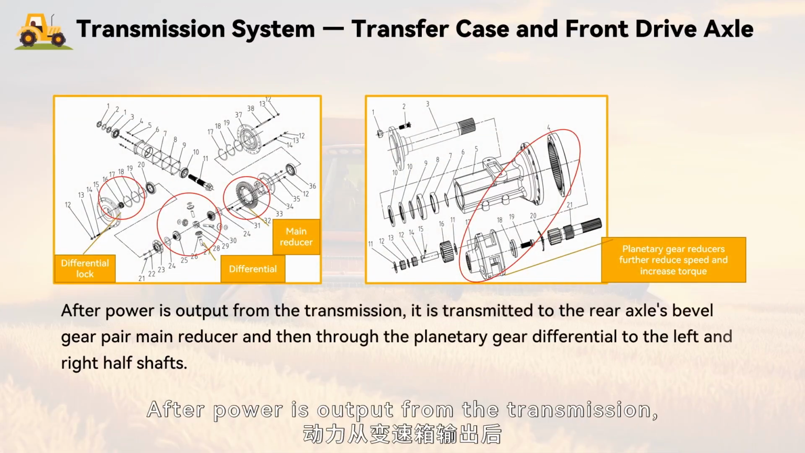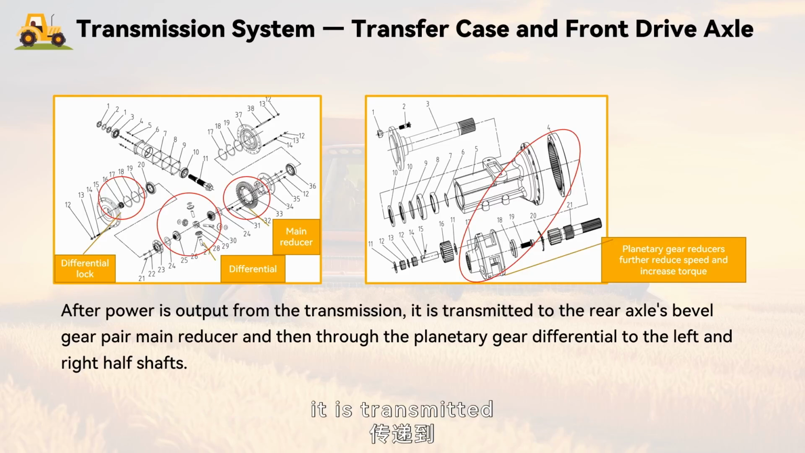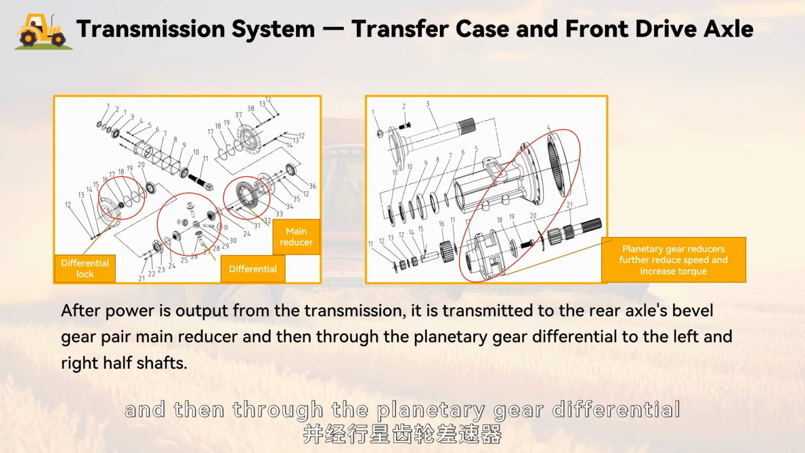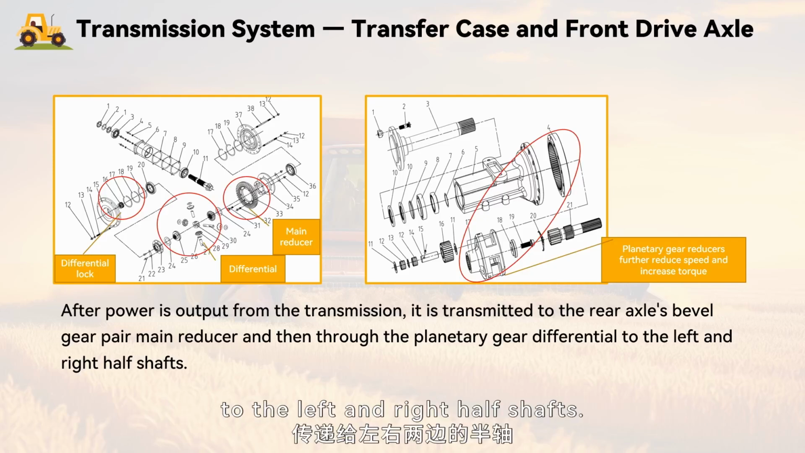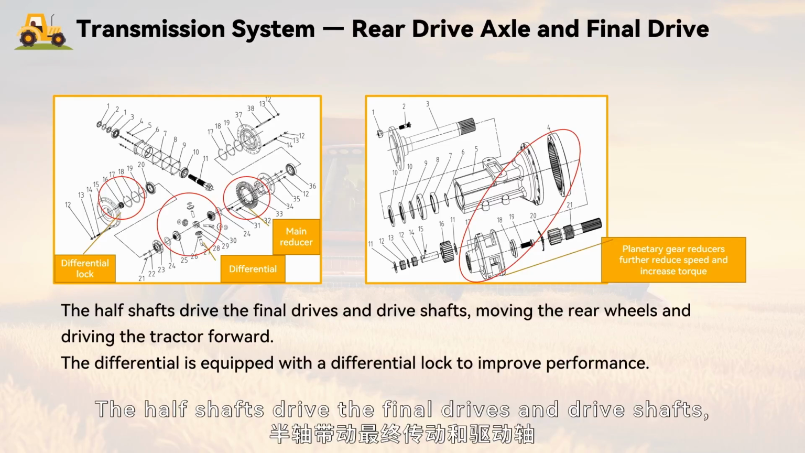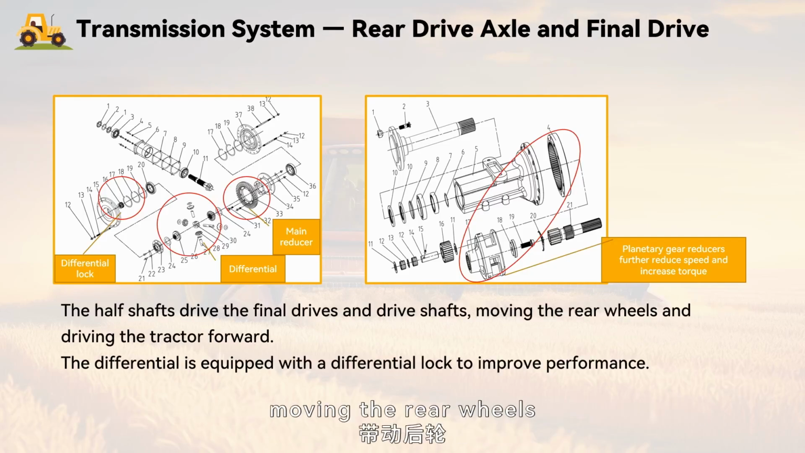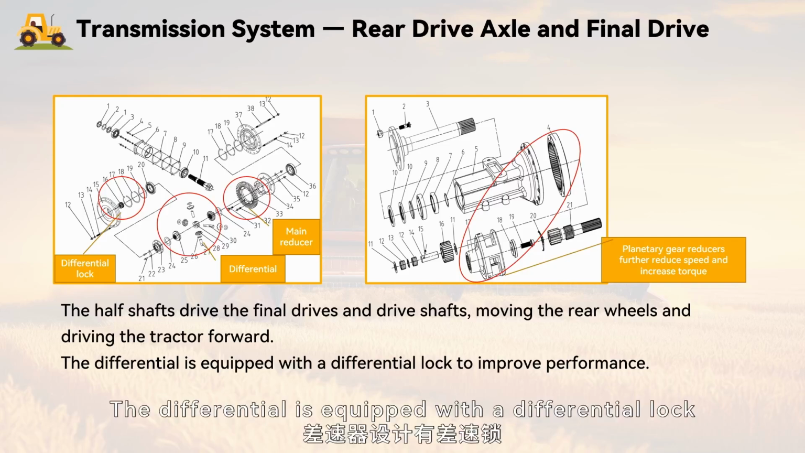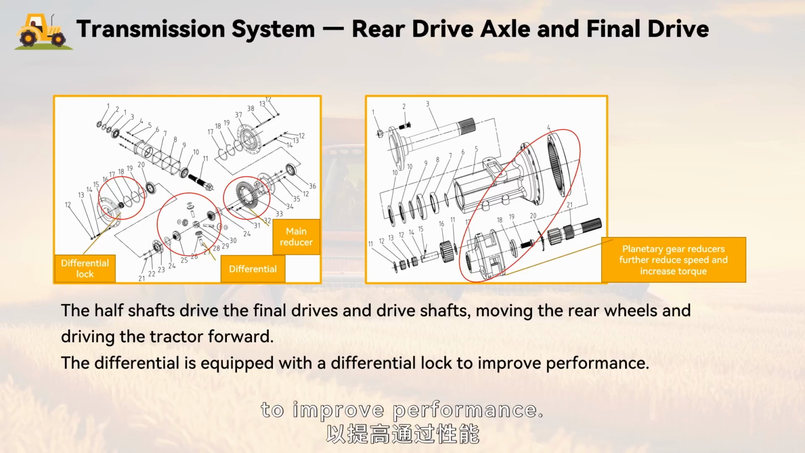After power is output from the transmission, it is transmitted to the rear axle's bevel gear pair main reducer and then to the planetary gear differential to the left and right half shafts. The half shafts drive the final drives and drive shafts, moving the rear wheels and driving the tractor forward. The differential is equipped with a differential lock to improve performance.